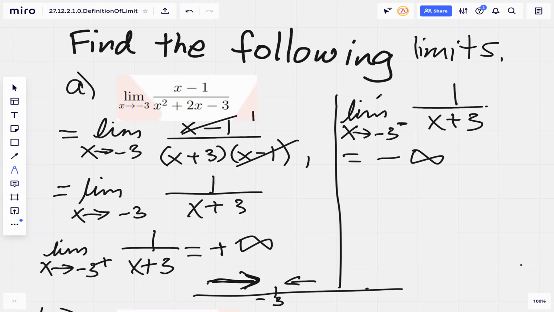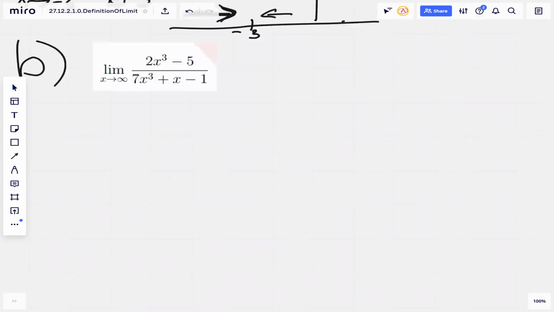So it looks like the limit of this function (x minus 1) over (x squared plus 2x minus 3) as x approaches -3 doesn't exist. It actually seems that x equals -3 is a vertical asymptote. We'll just use VA for vertical asymptote. All right. So let's look at the next question.